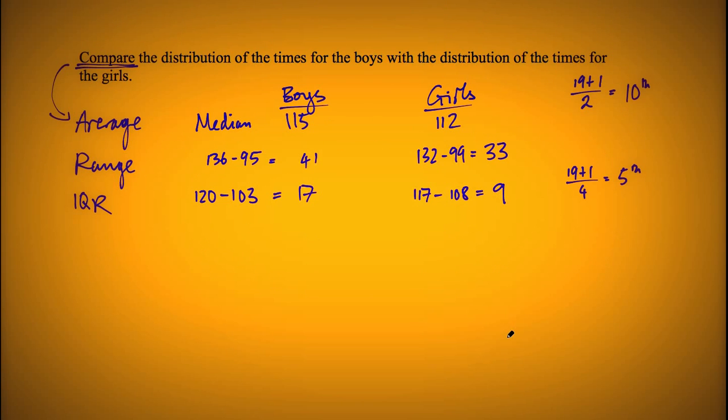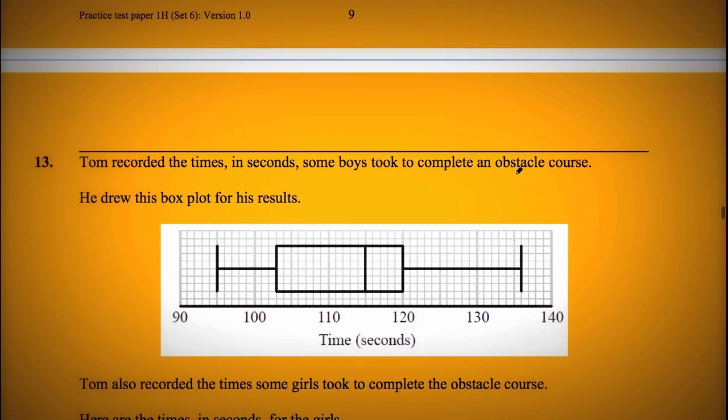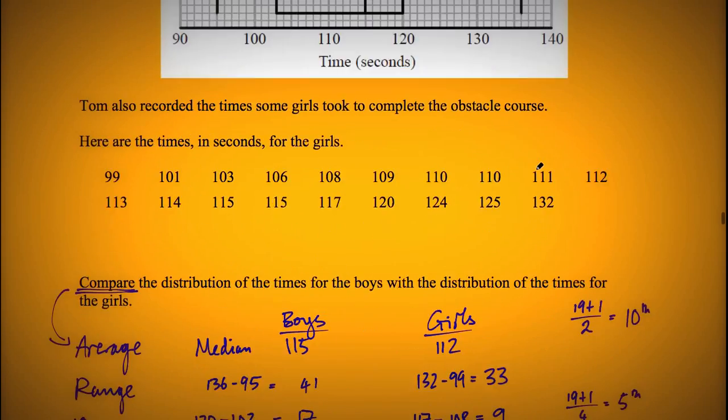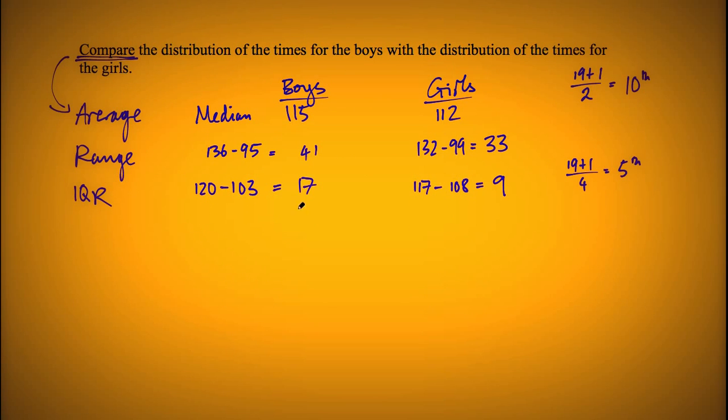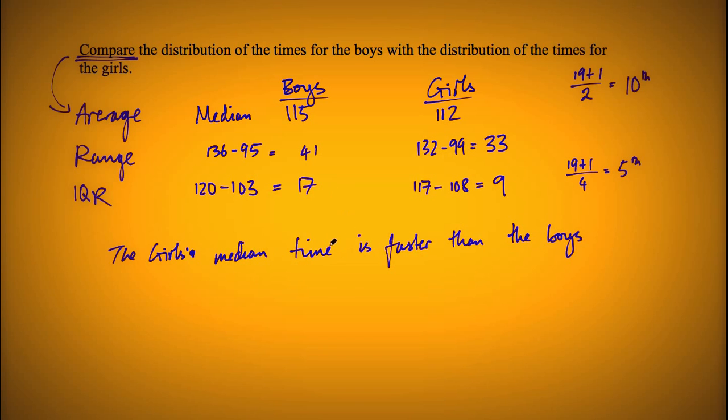So in comparing these, I should put some context as well. In the question it says that they're racing an obstacle course. So I can say that the girls' median time is faster than the boys. And I'm going to put in the values as well. Girls' median time, 112, is faster than the boys, 115.